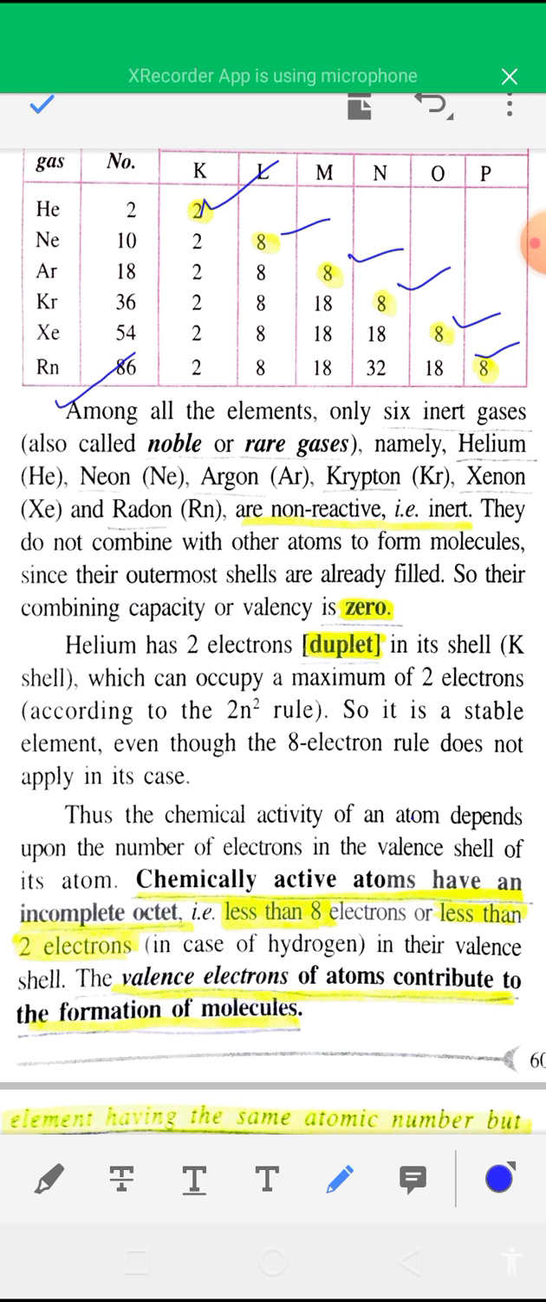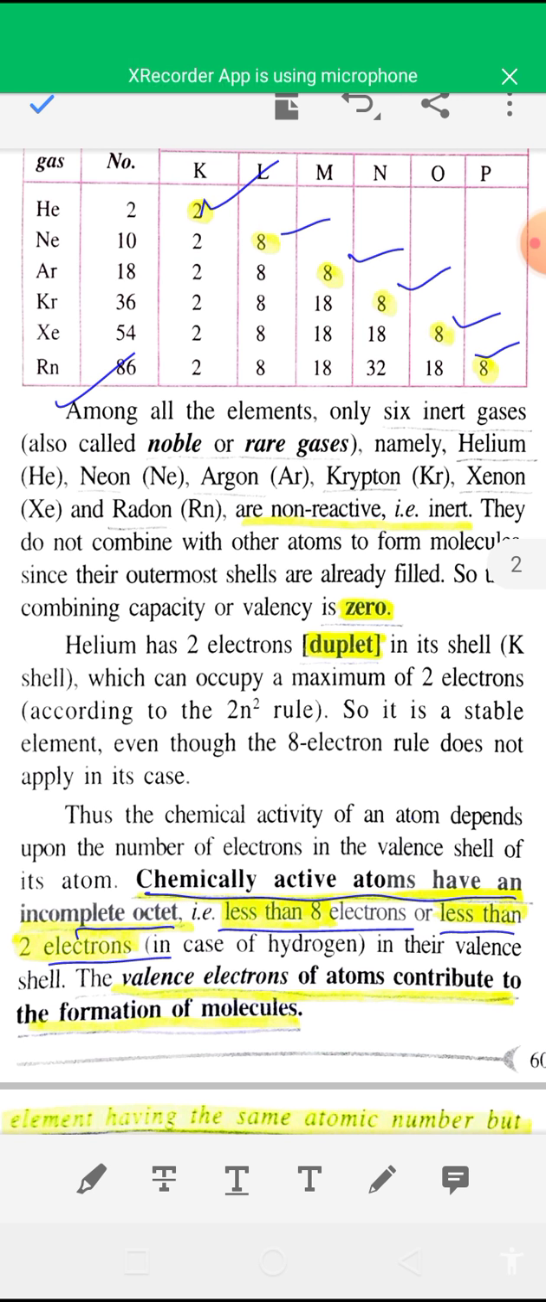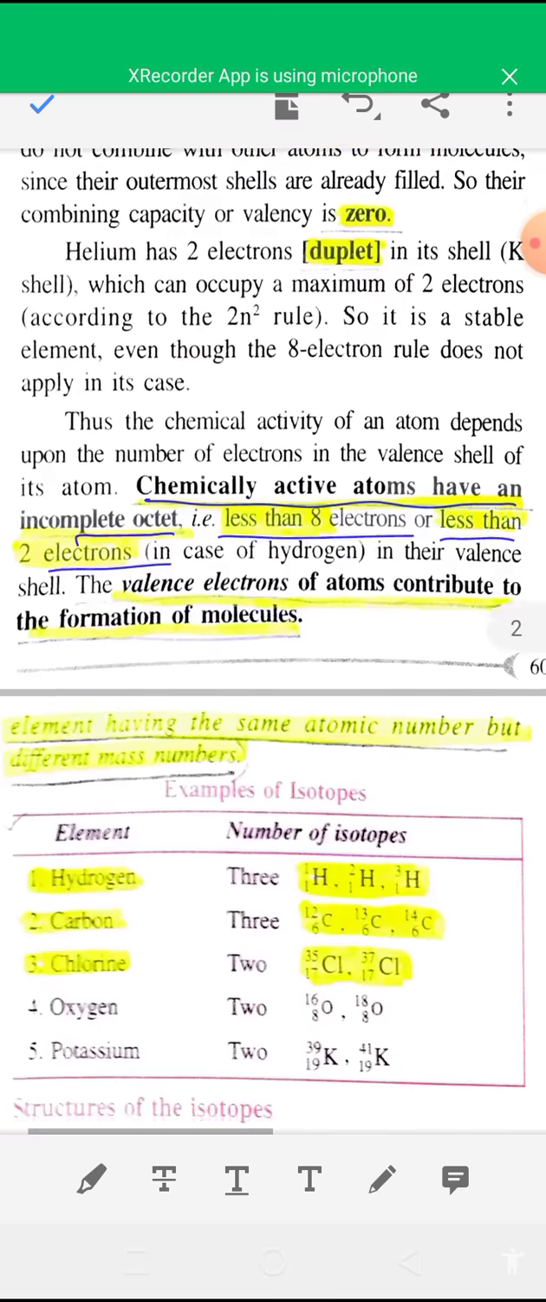So except noble gases, all the other elements are chemically active because they have an incomplete octet, that is less than 8 electrons, or less than 2 electrons. So chemically active atoms have an incomplete octet, that is less than 8 electrons or less than 2 electrons, and the valence electrons of atoms contribute to the formation of molecules.